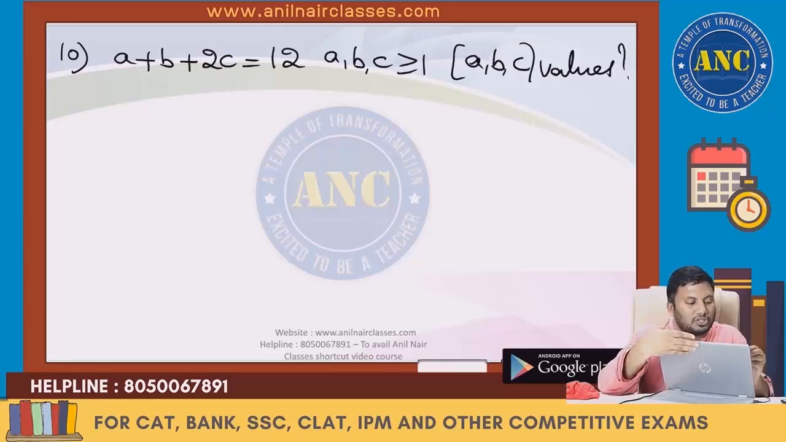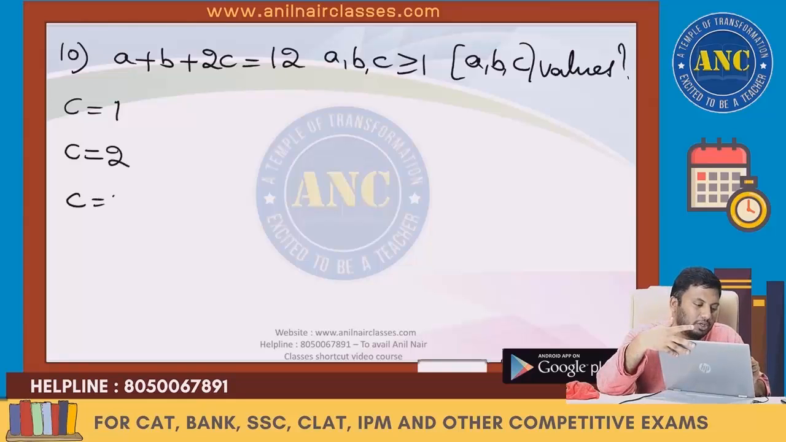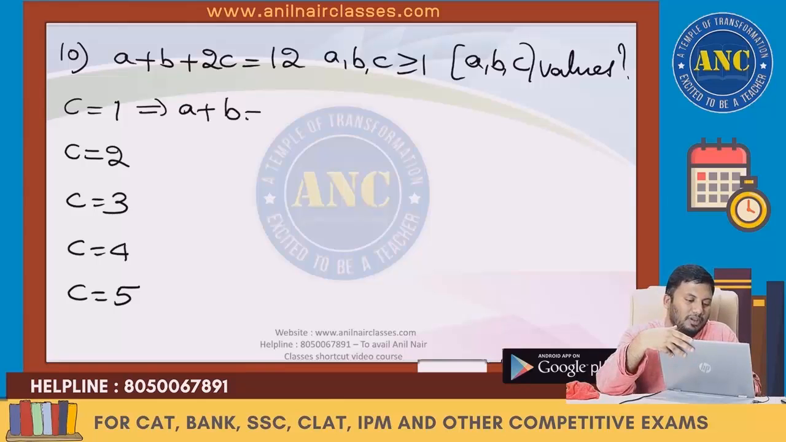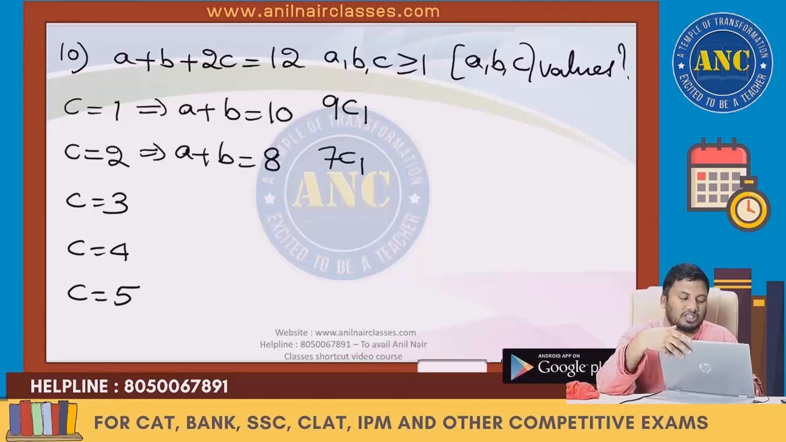A plus B plus 2C is equal to 12. C cannot be 0 because it starts with 1. C can be 1, 2, 3, 4, 5. C cannot be 6 because A plus B would become 0. If C is 1, A plus B becomes 10, which is nothing but 9C1. If C is 2, A plus B becomes 12 minus 4, which is 8. This is nothing but 7C1.